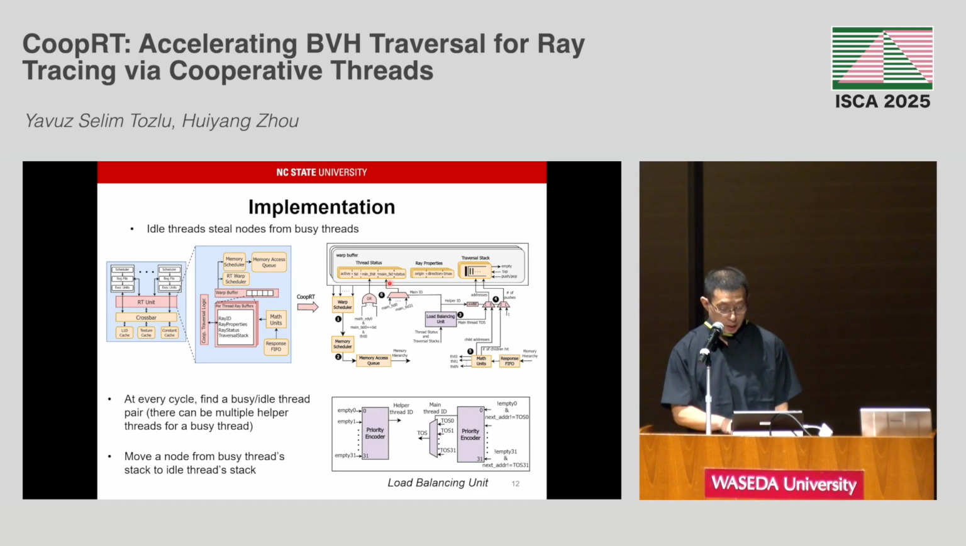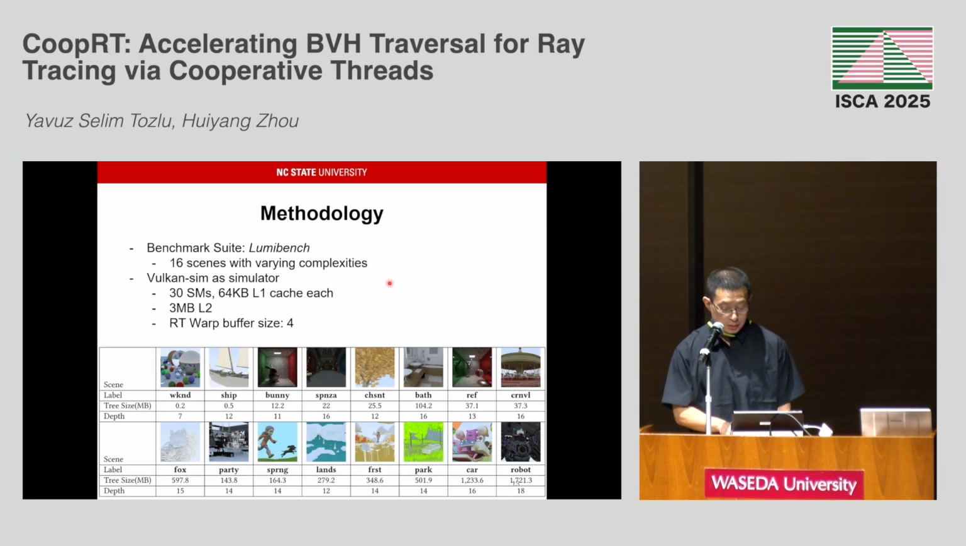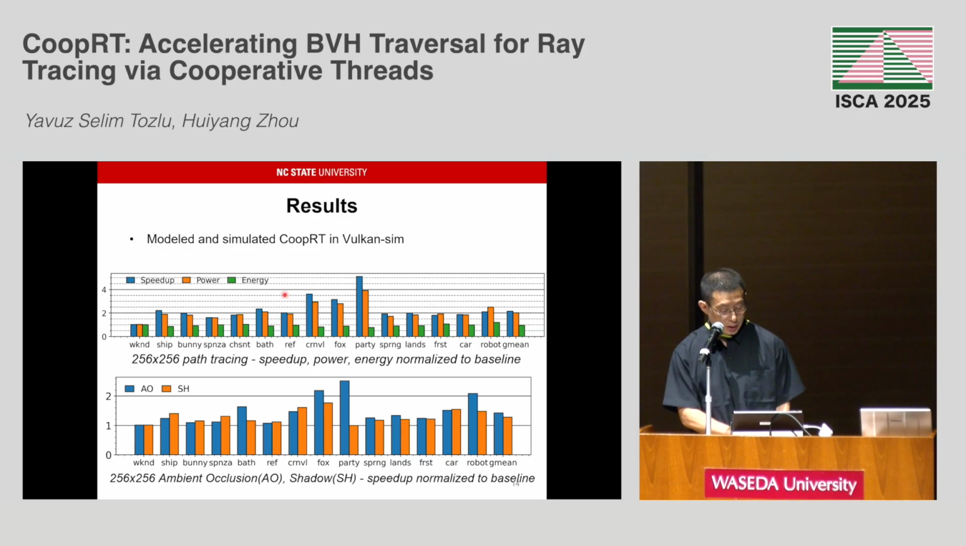In terms of evaluating our approach, we use LumiBench along with Vulkan-Sim. These are the simulation setup, as well as the 3D scenes. If you look quickly at the results, in terms of path tracing, we get a little bit over 2x speedup. In terms of power consumption, because we now have higher hardware utilization, we got higher power consumption. But when we combine execution time and power, we consume roughly the same energy compared to the baseline.